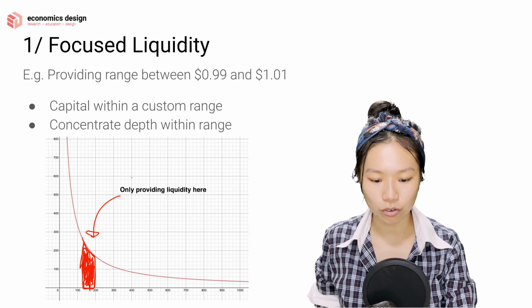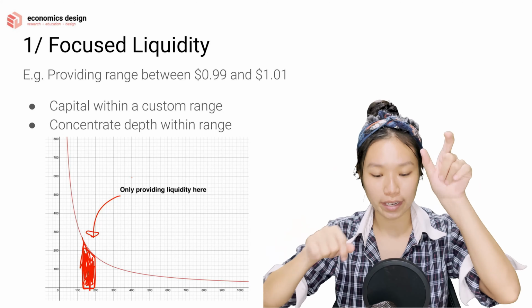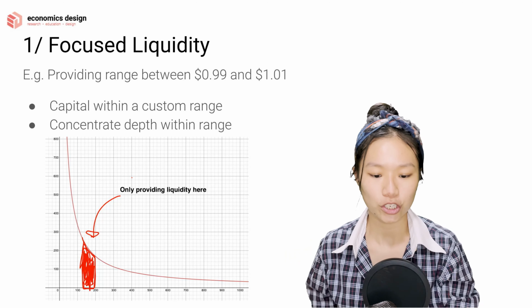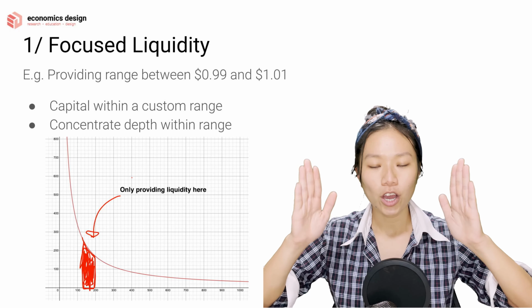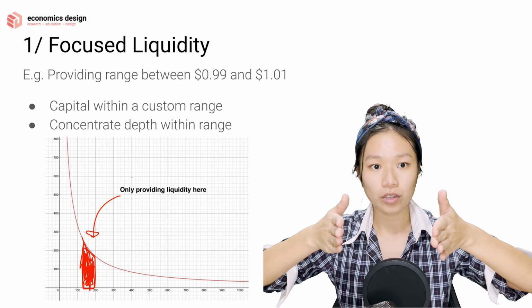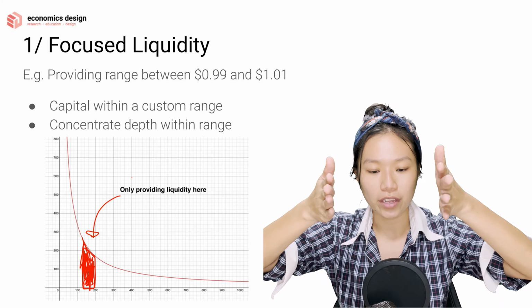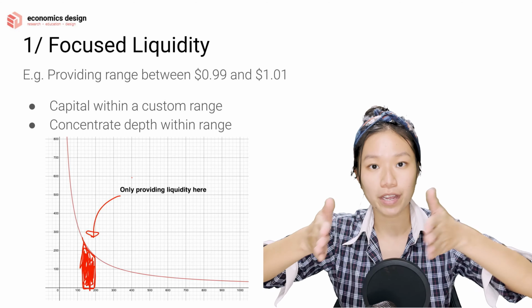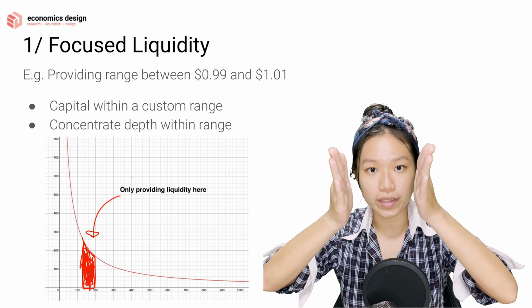And if you look at the little graph, that range is basically the area under the box, the shaded area. That's how you do your calculation. And what's the benefit of this? The benefit is that firstly, you have capital only in this specific range, which is good because you're only providing capital within this range that you're confident in, that you know prices won't deviate too much from. And the second thing is that you're concentrating your depth within that range.